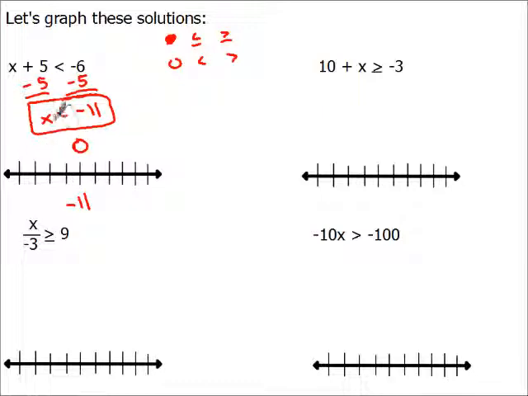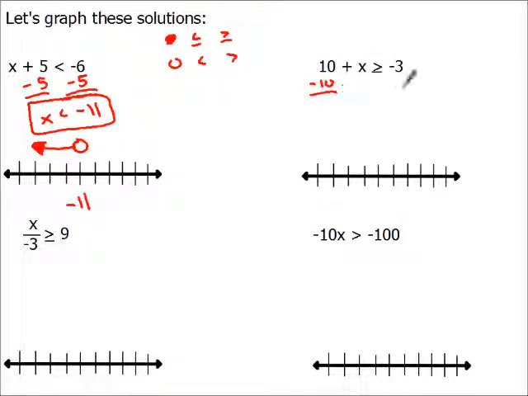You now need to ask yourself what this means. This says x is less than negative 11. So you need to ask yourself what numbers are less than negative 11. Negative 12 is less than negative 11. Negative 12 is to the left, so my arrow is going to go to the left. It's going to be all things to the left. So what this graph means is any number to the left of negative 11 on this number line is going to make this inequality true.